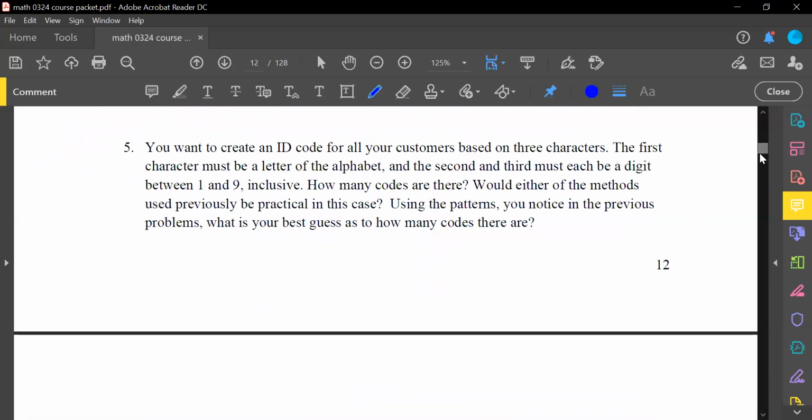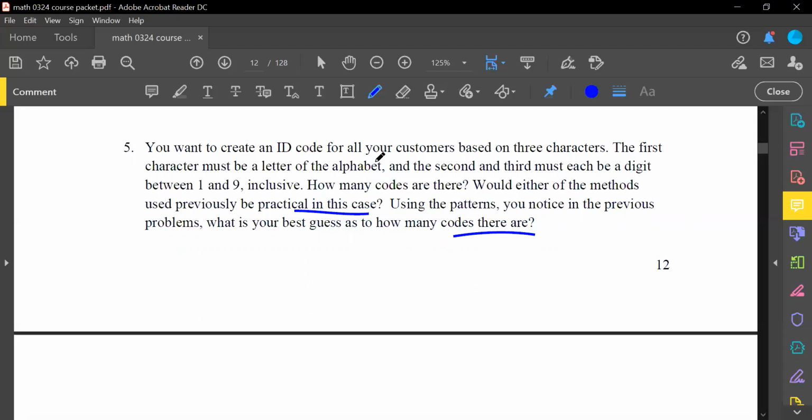All right, so this next one, you want to create an ID code for all your customers based on 3 characters. The first character must be a letter of the alphabet, and the second and third must each be a digit between 1 and 9 inclusive. How many codes are there? Would either of the methods be practical in this case? Using the patterns you noticed in the previous problems, what is your best guess? So how many codes? Well, we'll figure it out.